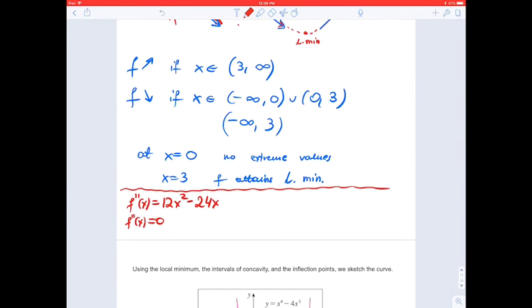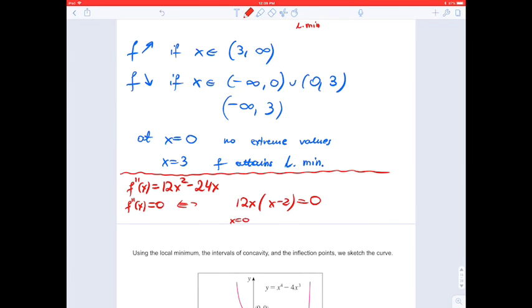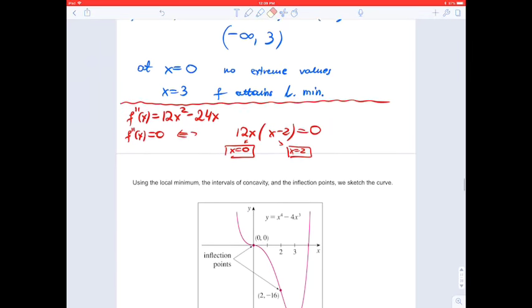And then the second derivative is 0 if and only if, I can factor out 12x, I will have x minus 2 equals 0. And then we can see x is 0 from here, and x is 2. That means at 0 and at 2, we still have to check the sign, but probably we will have an inflection point. Let's test it.